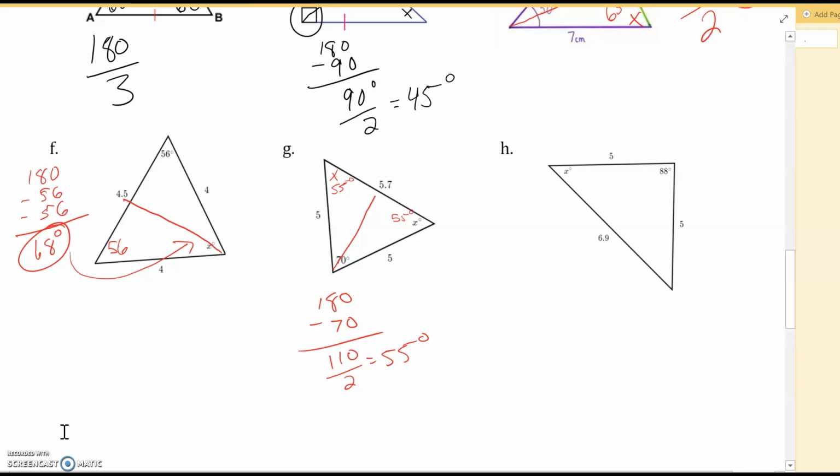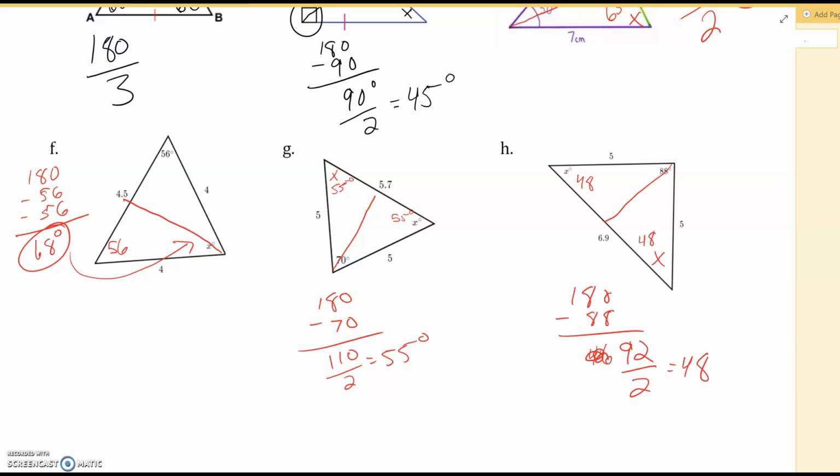Okay, so this one, line of symmetry, right down the middle. You flip the 55s over as a line of reflection, or actually you flip the x's over, and then you go 180 minus 70 equals 110. Divide by 2 because those are even, be 55 degrees for both of those. Go ahead and do letter H. Okay, and then for the last one here, if you draw your line of symmetry, the x would flip down there and fold over, so you'd have two that are equal. You do 180 minus 88 divided by 2, which is 48 degrees.